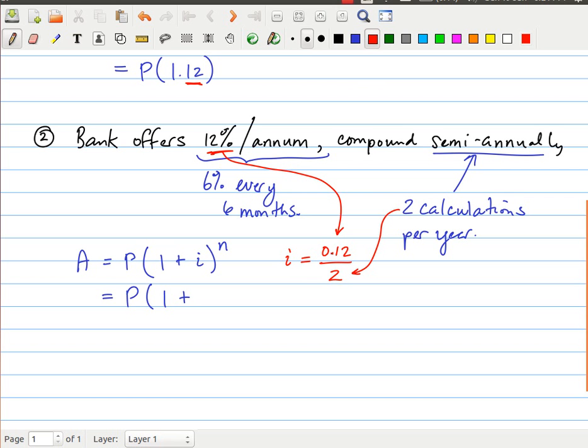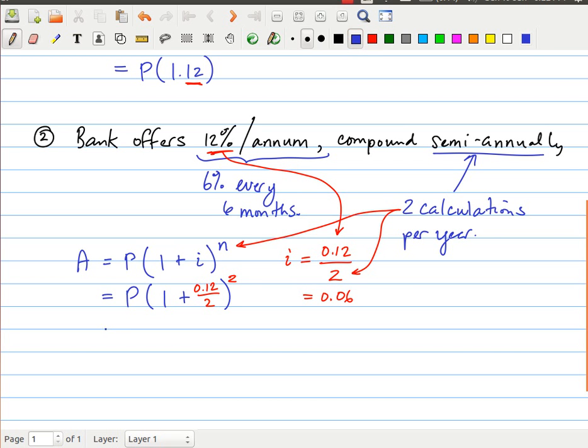And so I end up with, as you can see, 0.12 divided by 2 is going to work out to be 0.06. And so I end up with 0.06 here, and I'm going to have 2, these 2 calculations per year. That's going to go there, so I end up with 2 calculations per year. Another way you can write this, and again in class, this is how we've done it, is you could write this as 0.12 divided by 2. Both of those are fine. They'll work out to be the same thing.